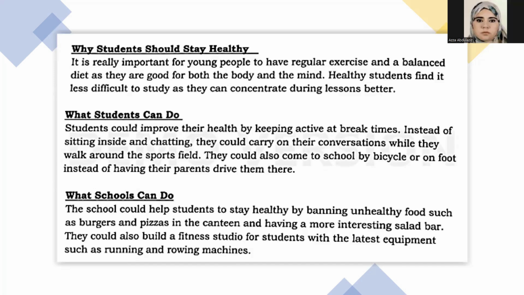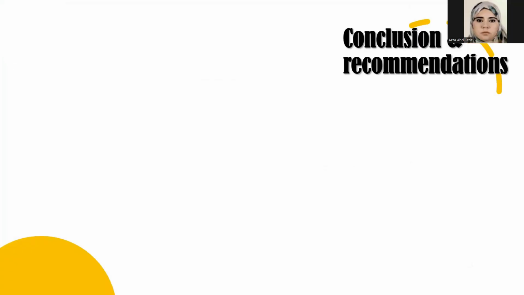What school can do? The school could help students to stay healthy by banning unhealthy food, such as burgers and pizzas in the canteen, and having a more interesting salad bar. They could also build a fitness studio for students with the latest equipment, such as running and rowing machines. Is it clear? Okay. Now we're going to move to the conclusion and recommendations.